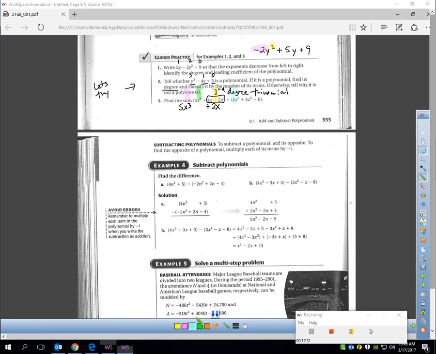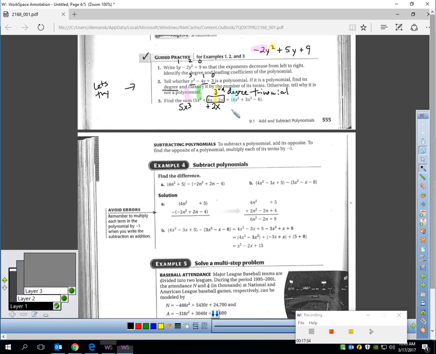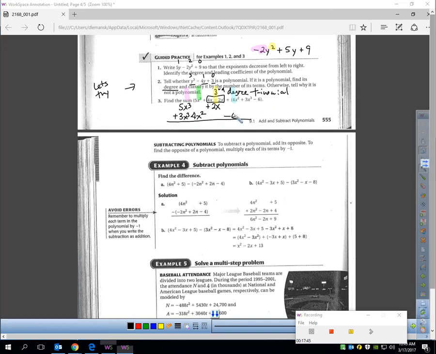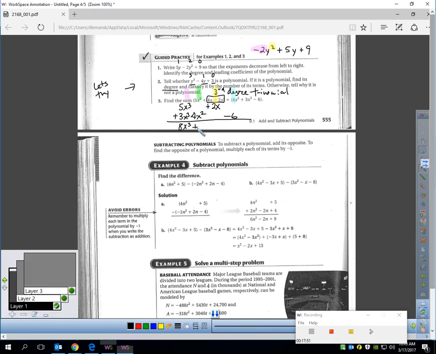How's that? So now, underneath, 4x squared belongs in the green column. That's second degree. 3x cubed belongs in the first column. That's third degree. And the minus 6 belongs in the 0 degree. Okay, let me add them up. 5x cubed plus 3x cubed is 8x cubed. 0 plus 4x squared is 4x squared. 2x plus nothing is 2x, and I have minus 6. There's the correct addition.